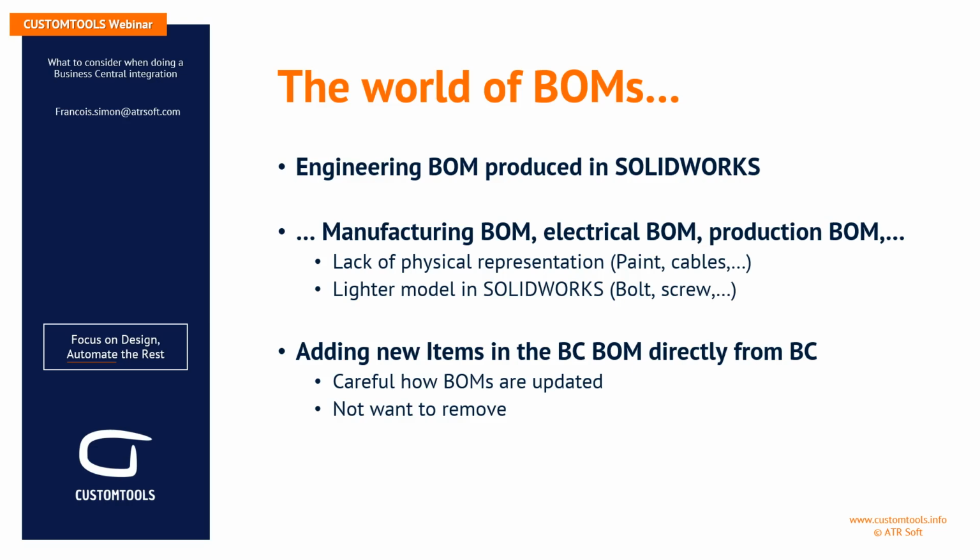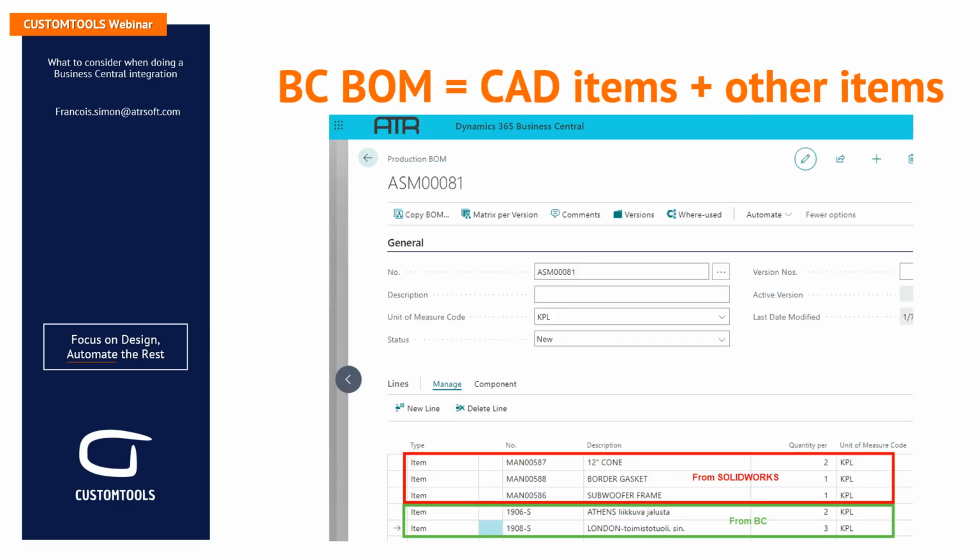Now let's check how to manage non-CAD items in the Business Central bill of material. SOLIDWORKS produces an engineering BOM, but a BC BOM requires additional components that are not always managed in SOLIDWORKS and need to be added directly into the bill of material in Business Central. Deciding how bills of material in Business Central are updated is not as simple as it sounds, because it might affect how other components added in the BC BOM will be treated during the update.